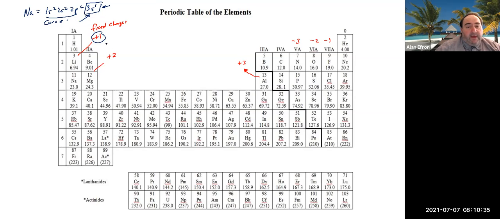Now, when we talk about the transition metal region, these elements have variable charges.